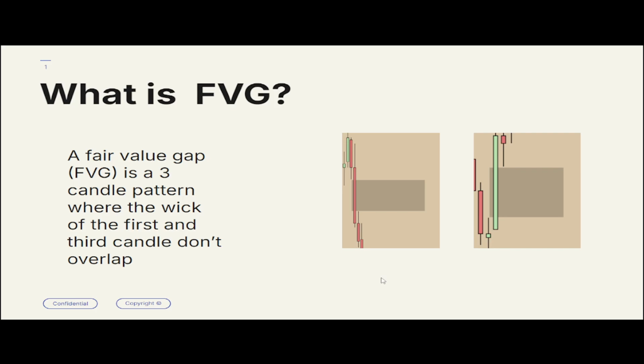So a fair value gap is basically a 3-candle pattern where the wick of the first candle and the wick of the third candle don't overlap. Here we can see a bearish example where the wick of the first candle and the wick of the third candle do not overlap within this candle, therefore leaving this gap, which is what we consider our fair value gap. And if we go over here, we can see a bullish example where the wick of the first candle and the wick of the third candle do not overlap in between this candle, therefore we left this gap, which is our fair value gap.